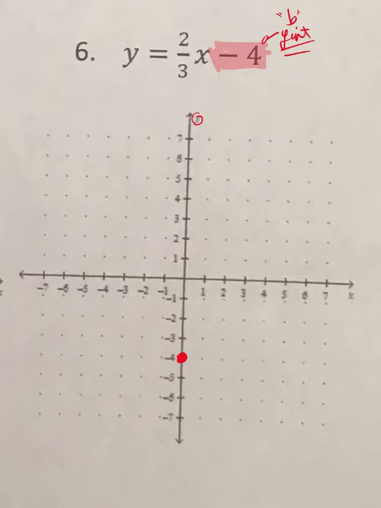And then your slope is the coefficient of x, and the coefficient of x is 2/3, and that's your m. So your m is 2/3, and it happens to be another positive slope. So that means our line has to be going uphill.